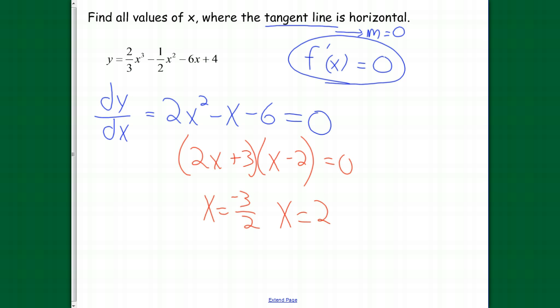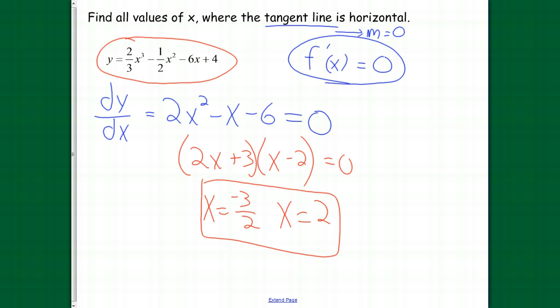Okay, so what you can do is graph the original function, and what you'll see is at these x values, you've got either a relative minimum or a relative maximum, because that's where the slope of the tangent line is 0. And that is it for day 2.